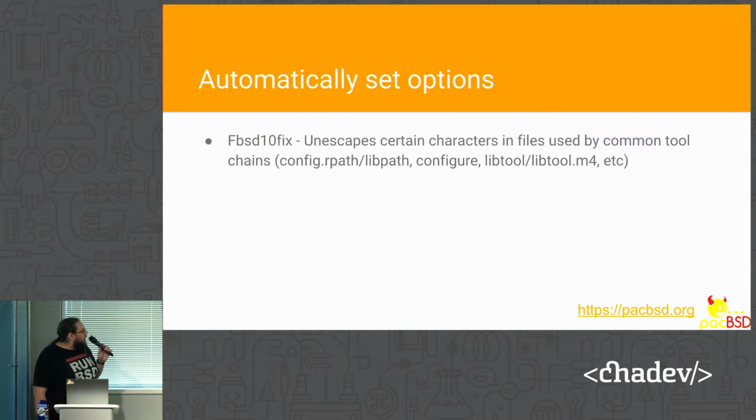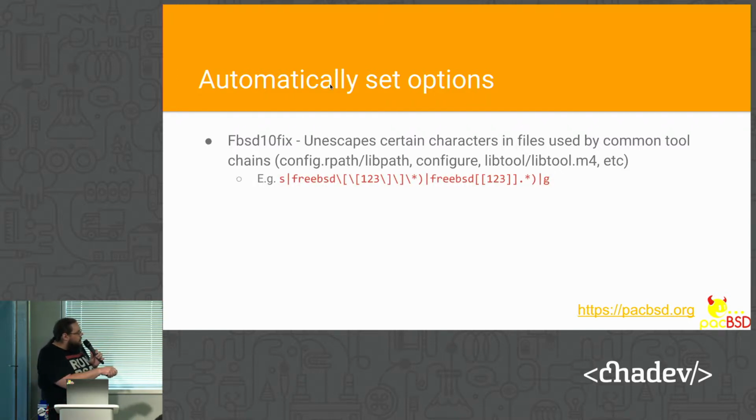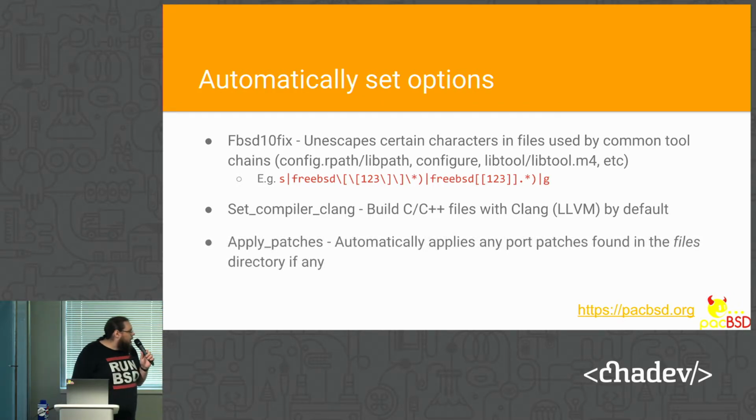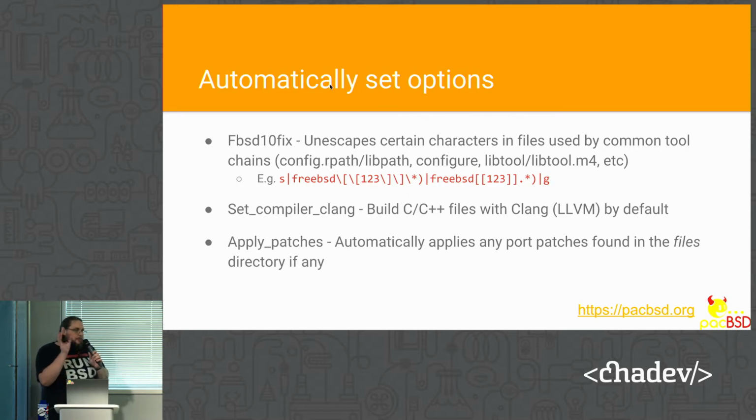Some of them are like the FreeBSD 10 fix, which unescapes certain characters, like this. So in a FreeBSD Makefile, you'll have this string here, and we want it to look like that. So we'll go ahead and convert that. We want things to be built with Clang by default if it uses C or C++, so we have a set-compiler Clang option. And then we have an apply-patches option that will look for a directory called files and apply any patches it finds in there.